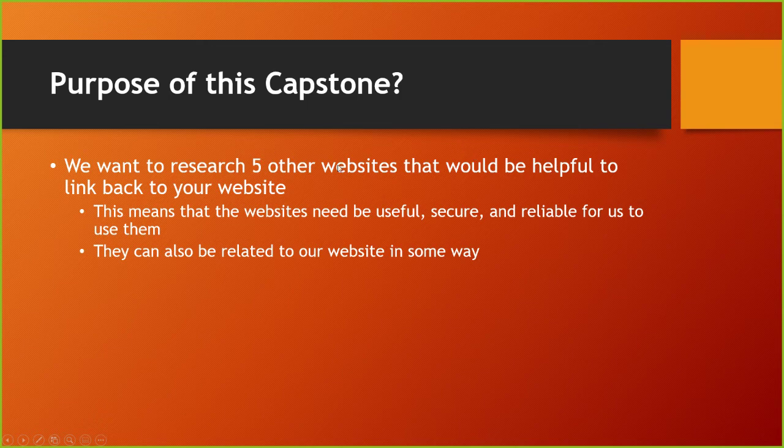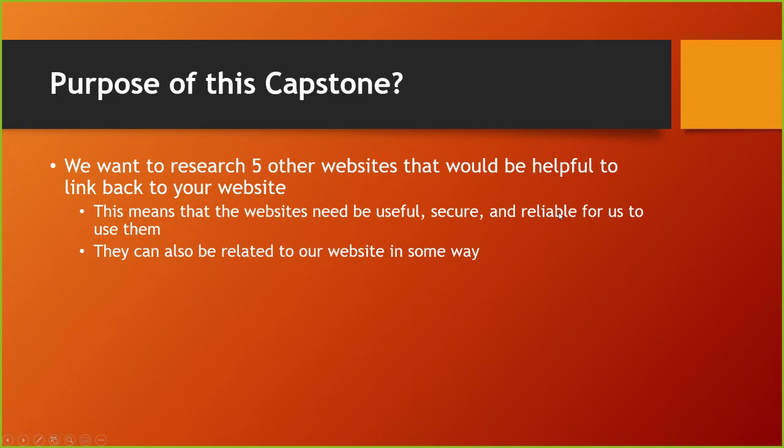So again, the purpose of this capstone is to research 5 other websites that you feel will be helpful. The general idea is that these websites should be secure, useful, and reliable for us to use. They can either be a newspaper website, or you could also have a similar company. But usually companies don't like advertising competition on their own websites. But that might change depending on what you're doing, right?